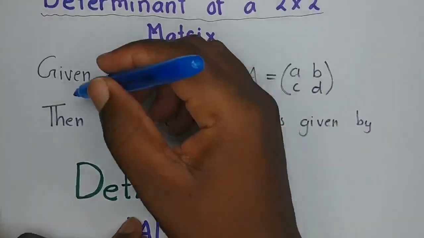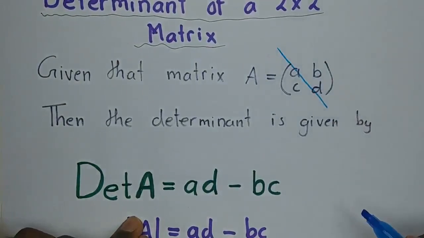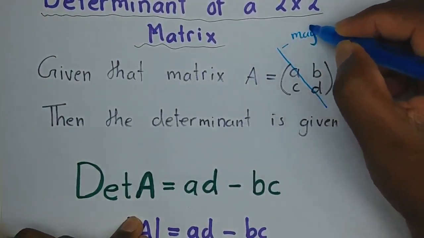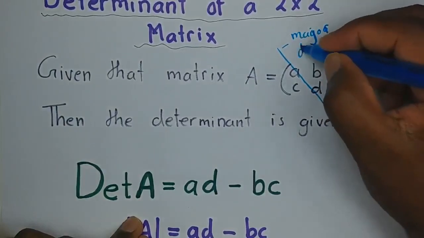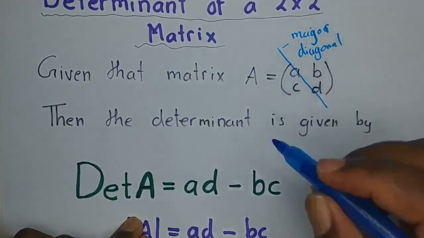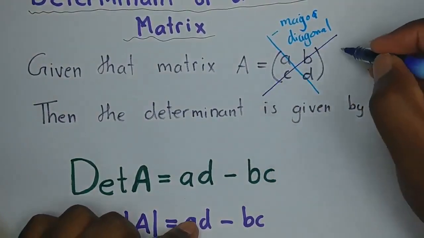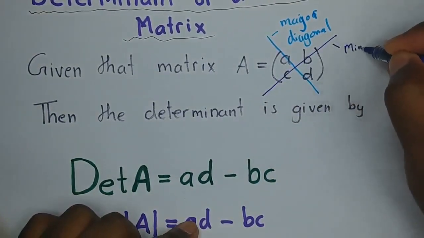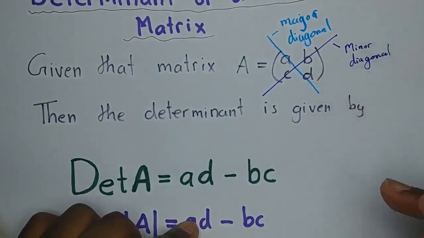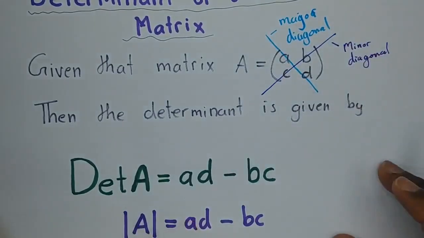Okay, so given the matrix A, one thing you should know is that these values here are in the major diagonal. Like that. Then let me use a different color. These values that we have here are in the minor diagonal, like that. So you need to multiply the major diagonal, then we subtract the minor diagonal.